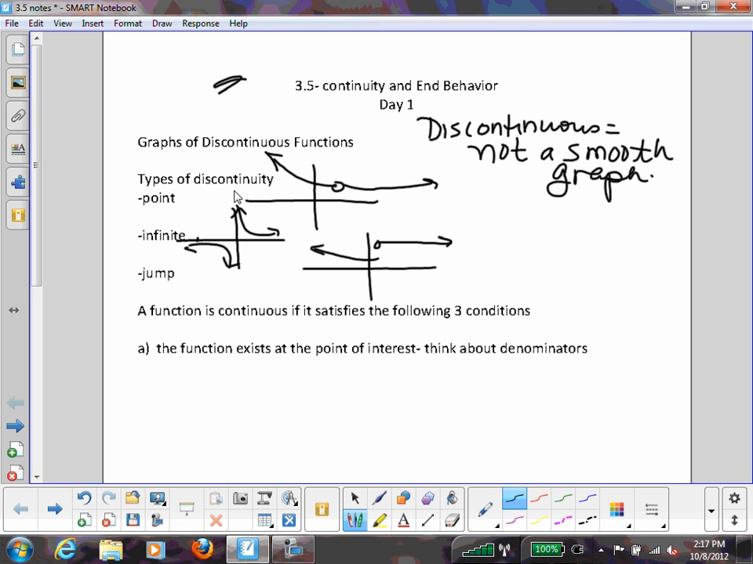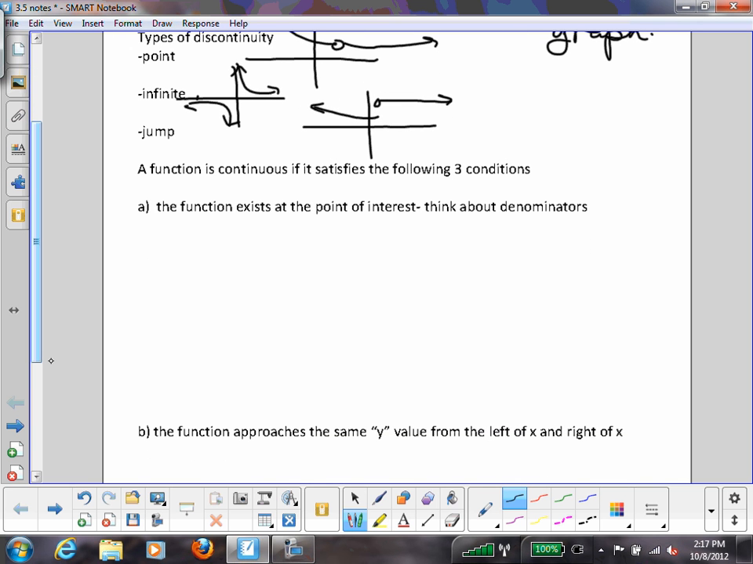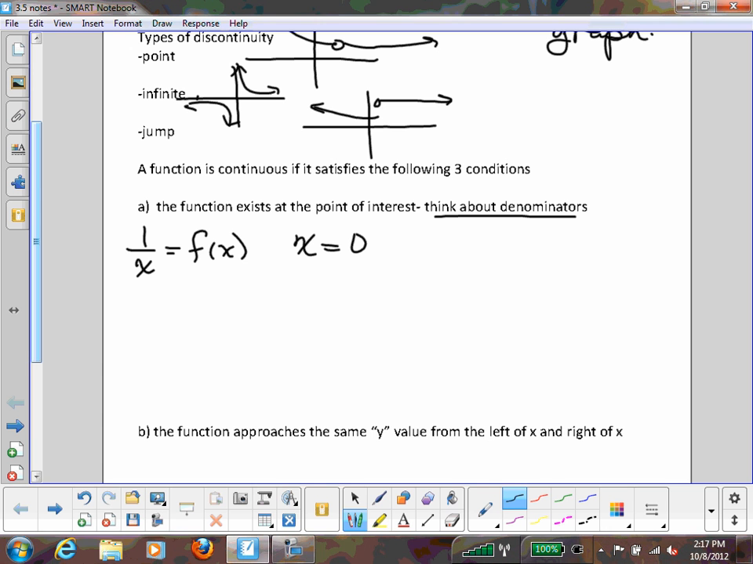All right, so if we're trying to figure out if a graph or a function is continuous, we've got three conditions that it has to follow. The first thing, the function exists at the point of interest. So whatever value of x we're looking at, we have to be able to use that value. So I said think about denominators. For example, if I give you this as my function, and I want you to look at the value when x is 0, it would be an undefined value, wouldn't it? So we would say it's discontinuous at that point.